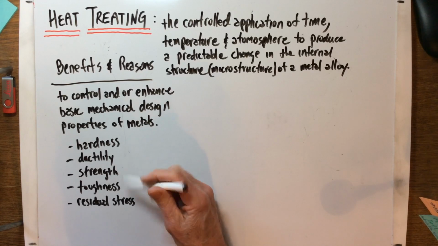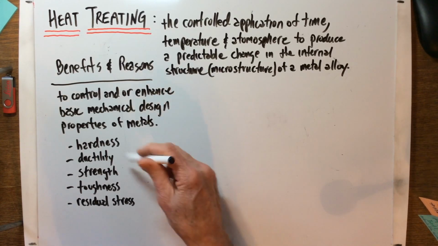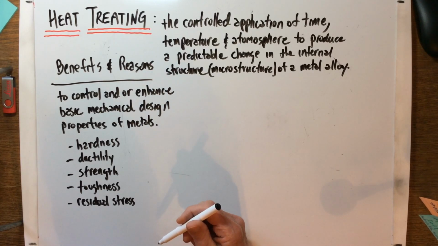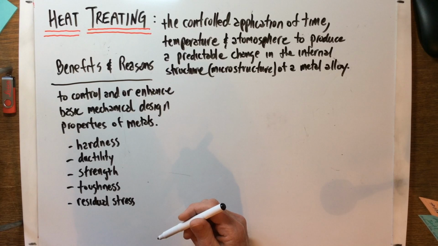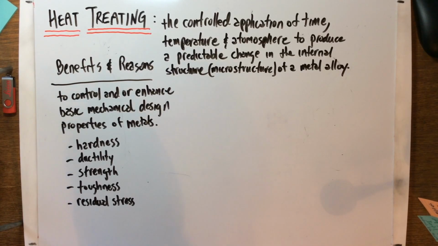Okay, so those are the basic material design properties that heat treating affects, usually giving them an enhancement, or actually just manipulating and managing those properties to our benefit, to what we need to have that component, what kind of properties and performance we need out of that component. We can do that through these heat treating practices.